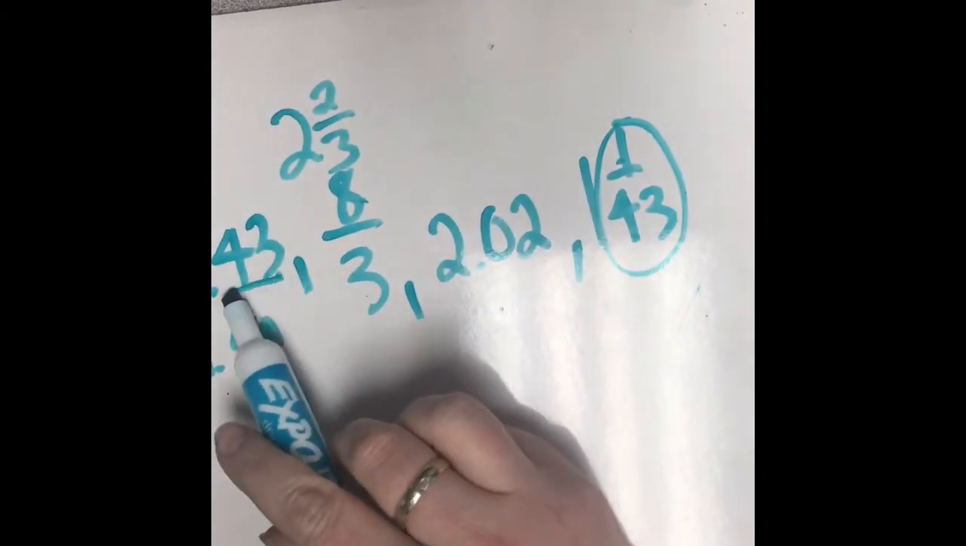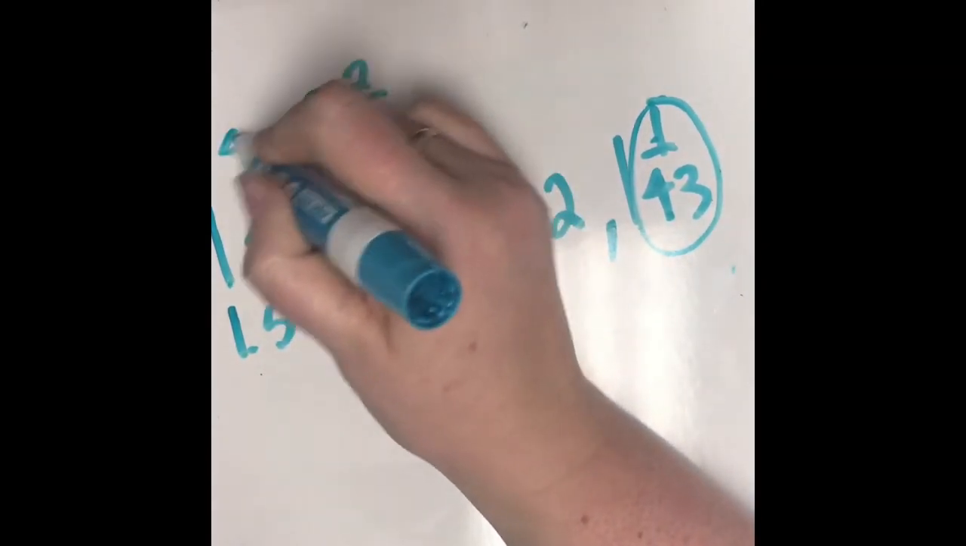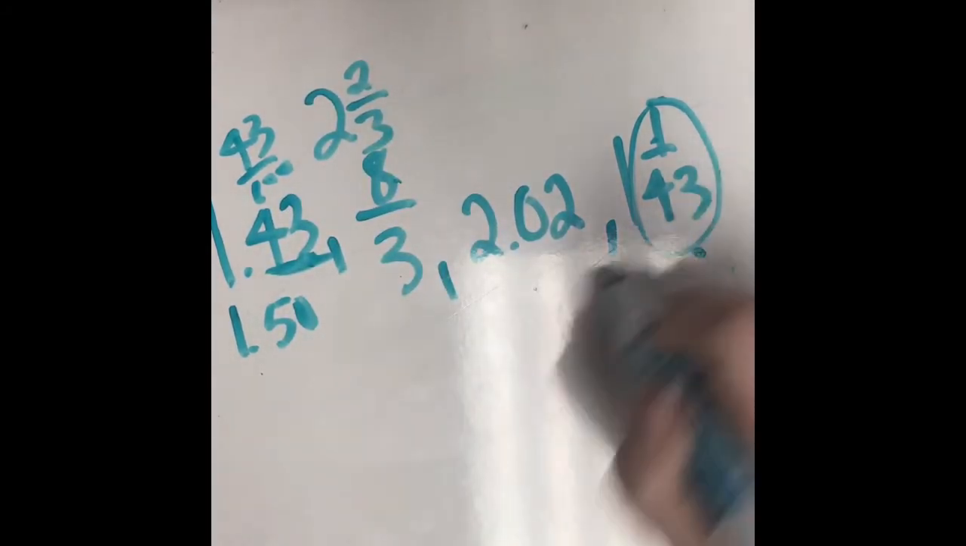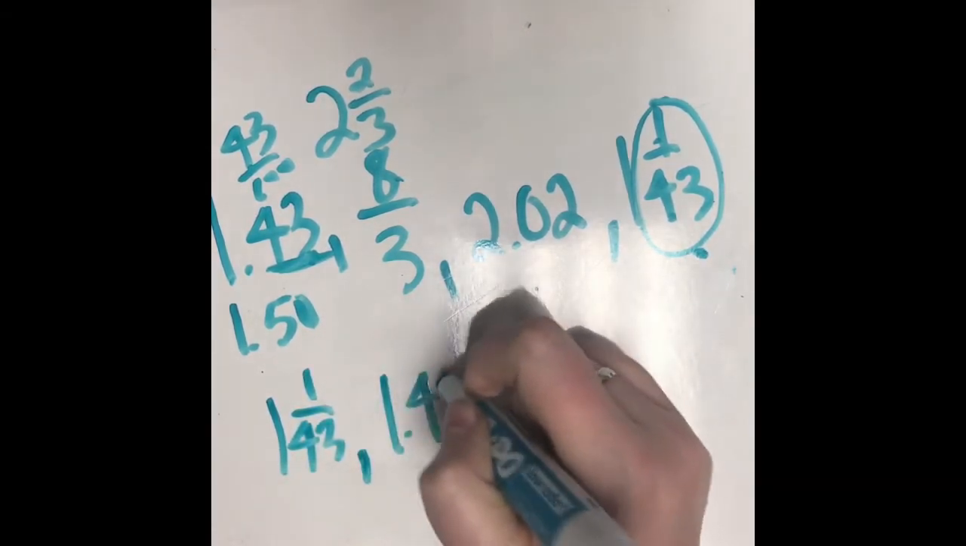And this is not a tiny piece. This is almost half of the pieces, right? If we're talking about 43/100, that's close to 50. So I would say that this one is definitely the smallest without doing any math, just doing math thinking.